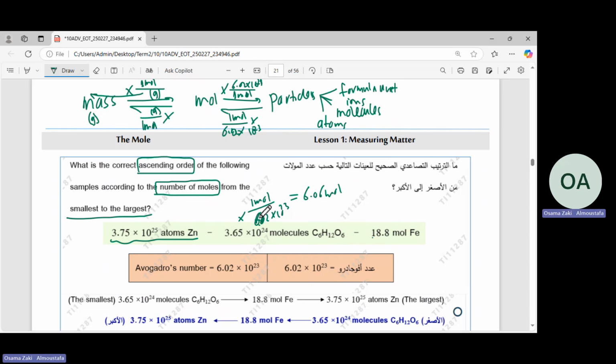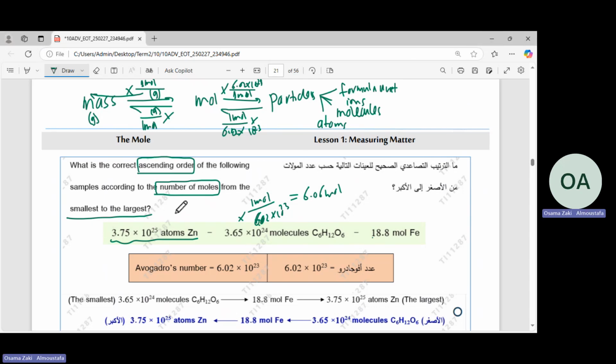Okay, and here, let's check. As you see here, we have 3.65 times 10 to the power 24. Then we multiply it by the fraction. We have 1 on top, and down we have 6.02 times 10 to the power 23. Equals, this is the answer, 6.06 moles.